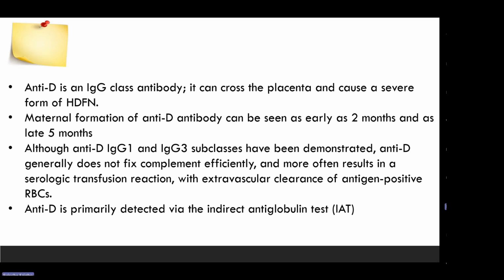The maternal formation of the anti-D antibody can be seen as early as 2 months and as late as 5 months. Although anti-D IgG1 and IgG3 subclasses have been demonstrated, anti-D generally does not fix complement efficiently. Although they cross the placenta, they don't fix complement efficiently and more often result in a serologic transfusion reaction. They give rise to extravascular clearance of antigen positive red blood cells. Anti-D is primarily detected via the indirect antiglobulin test. So these are some of the characteristics or properties of the anti-D. It's IgG.